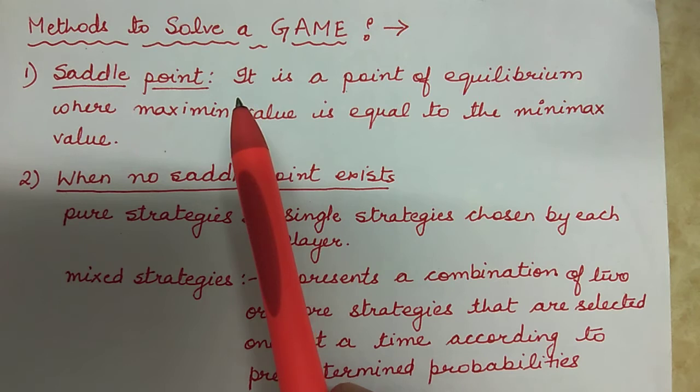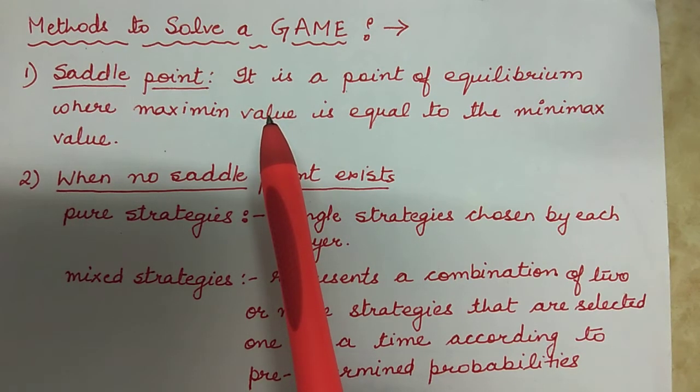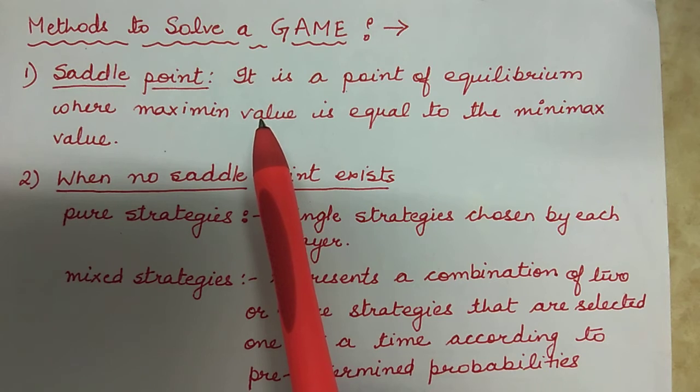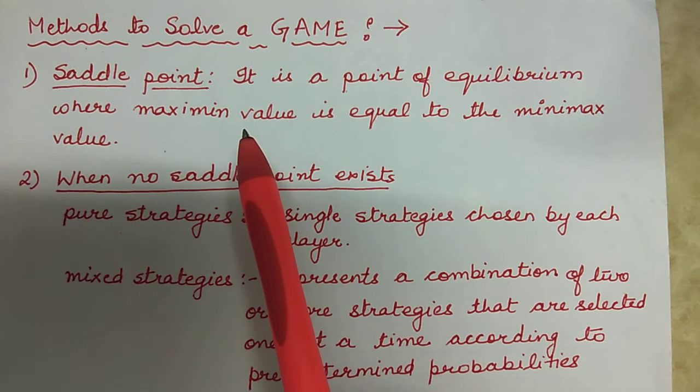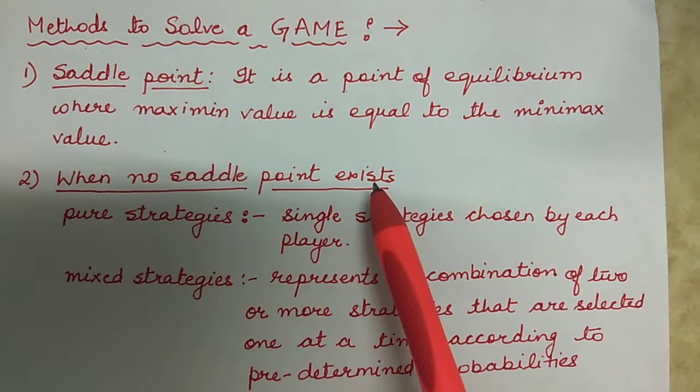But what if a saddle point does not exist? Then we have to see what other methods are available to solve the game. And in today's class, we will discuss the second method to solve a game in case when no saddle point exists.